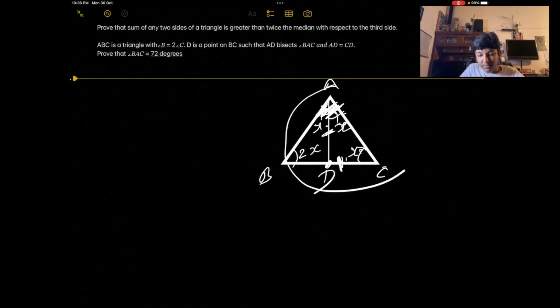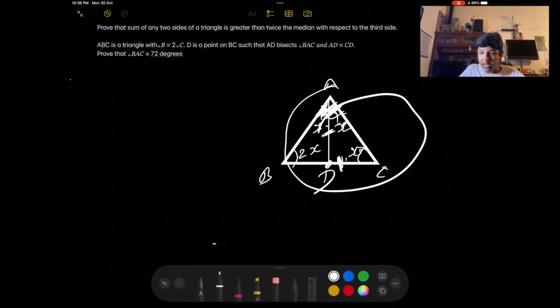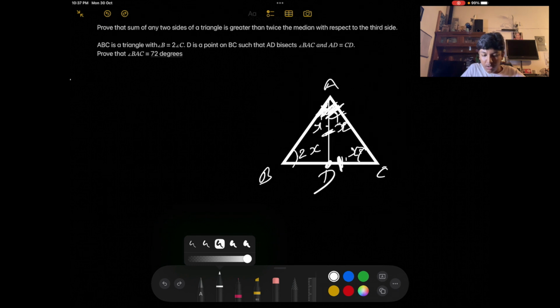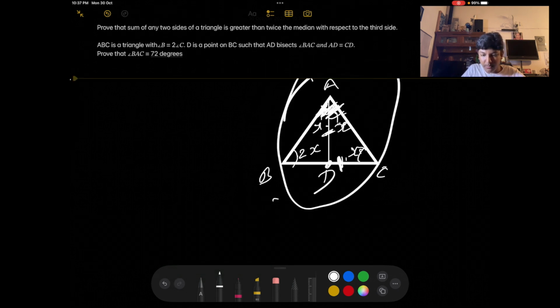And now we have this one whole triangle, right? So I'll just bring this up. We have this one whole triangle. So now in this triangle, we can use the angle sum property. That is, the sum of all angles is 180 degrees.